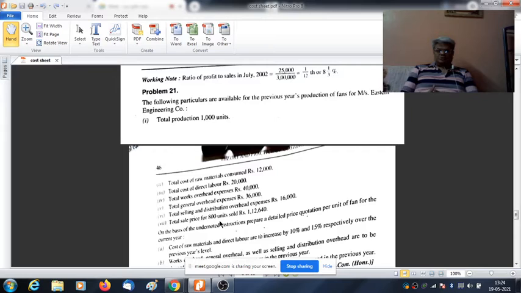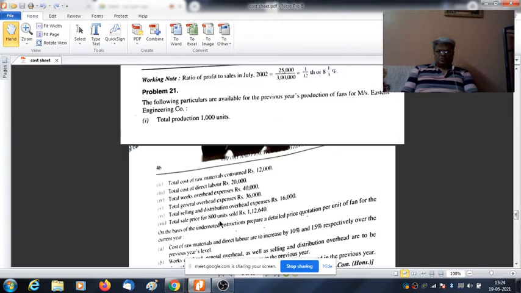Basically, I would like to interpret this situation. Production is given as 1000 units, but units sold is 800 units. What does it mean?